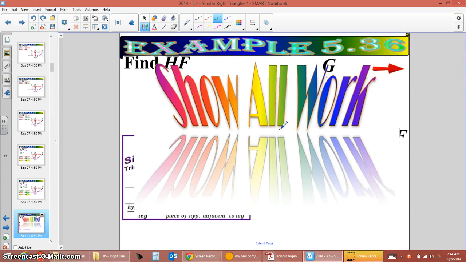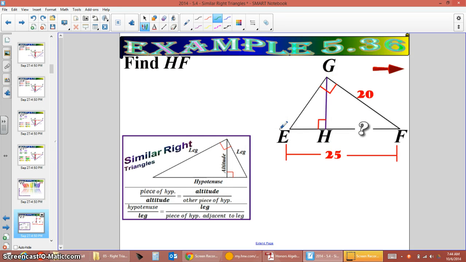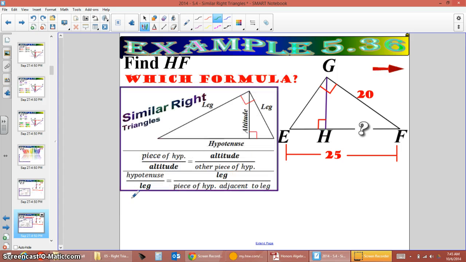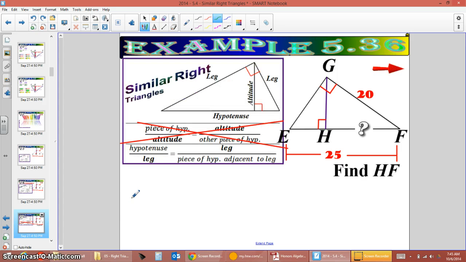All right, so now find HF is our question. If I want to find HF, to me that looks like a piece of the big hypotenuse. So I come down here and I figure out which one I want to look at. I've got two options. I've got piece of hypotenuse over whole hypotenuse. Okay, so I've got the whole hypotenuse, which is good. Do I have an altitude? Do I have the altitude information up here? No, I do not. So that means I'm going to cross off that equation, and I'm not going to use it. If I don't have an altitude, I can't use that formula.